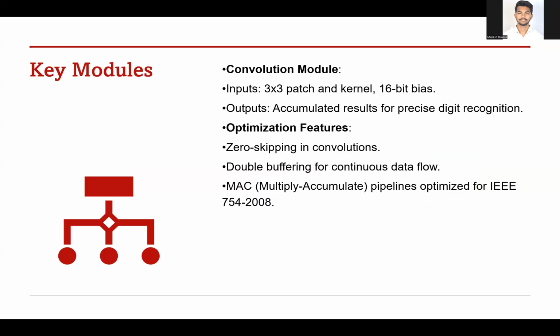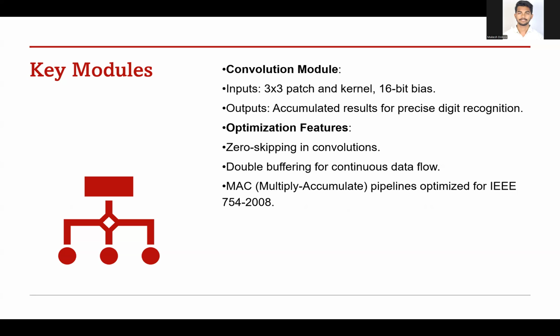And coming to the key modules. The most critical component is the convolutional module, which takes a 3 by 3 patch of the input and a kernel. It applies a bias and computes the output using MAC operations. The MAC operation is nothing but the multiply accumulate operation. To optimize this module, we implemented a feature called zero skipping. What zero skipping does is skip unnecessary computations when the input value is 0.